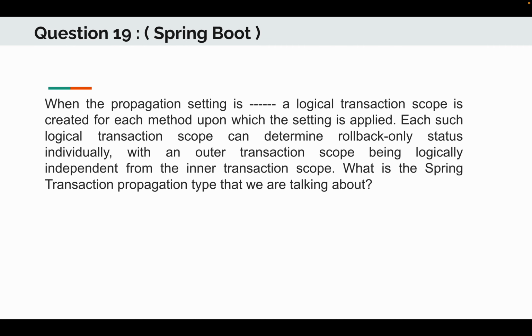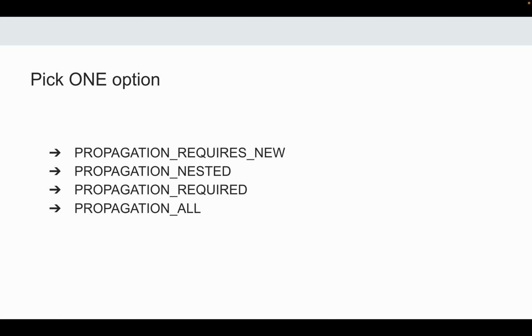Moving to question number 19 of Spring Boot. When the propagation setting is PROPAGATION_NESTED... sorry, when the propagation setting is applied, a logical transaction scope is created for each method upon which the setting is applied. Each such logical transaction scope can determine rollback-only status individually, with an outer transaction scope being logically independent from the inner transaction scope. What is the Spring transaction propagation type that we are talking about? Pick one option: PROPAGATION_REQUIRES_NEW, PROPAGATION_NESTED, PROPAGATION_REQUIRED, and PROPAGATION_ALL. This is a bit tricky question, guys. I would like you to explore more on this.